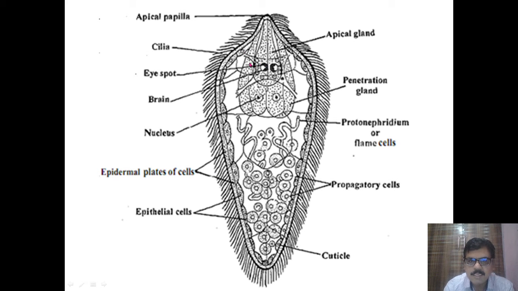The structures present internally are the apical gland, then the penetration gland, the two protonephridia, then the germ cells or the propagatory cells, and it has the brain and the two eye spots. Body is entirely covered with cilia. Body is conical and it has the apical papilla at the anterior end, and it is a free swimming larva. It finds a suitable host. What is it? It is a Limnia, and if it does not get a Limnia within 1 or 2 days, it will die.